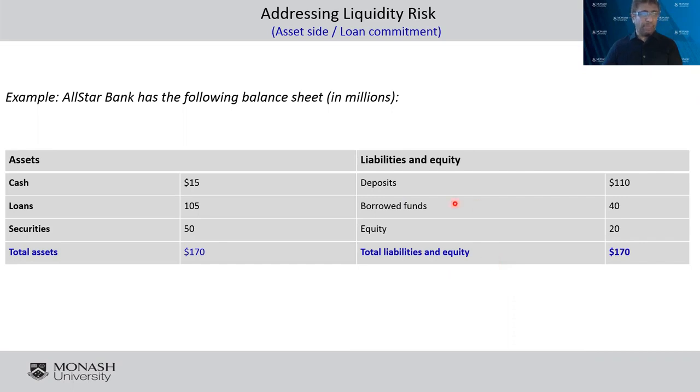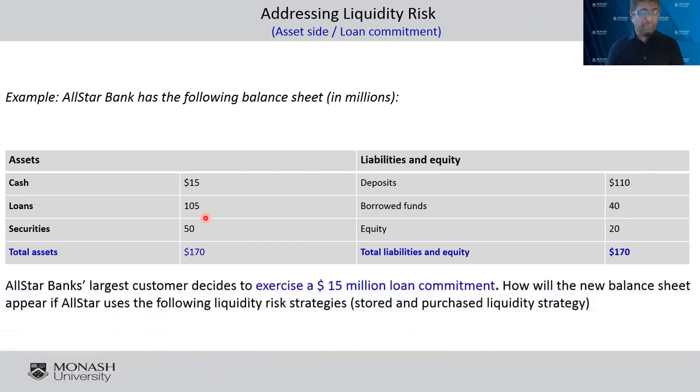On the asset side, we have this balance sheet of All Star Bank. This is the balance sheet before everything. But now we have a problem. The liquidity risk doesn't come from the liability side. It comes from the asset side. And let me remind you how it can come from the asset side, either through loan commitments or what we call LOC, lines of credit. Now, this is actually coming through a loan commitment. Let's see how it happens.